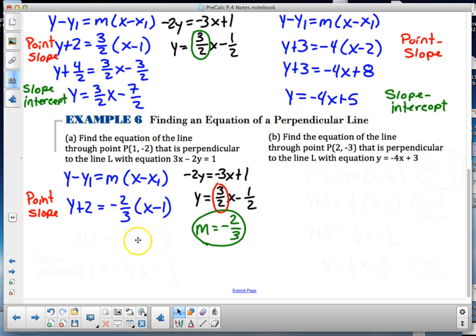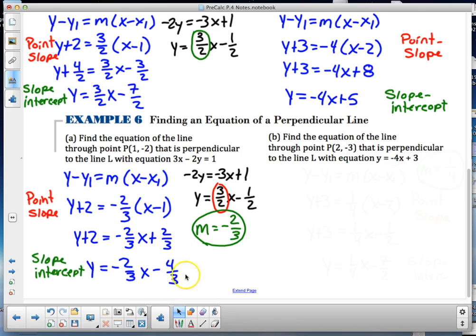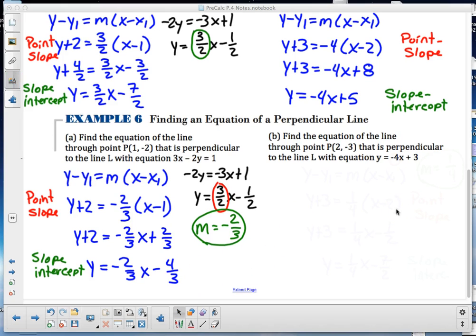Solving for y, distribute, and then subtract 2, I get my slope intercept form version of the equation. Again, I can put that in my calculator. Now it's your turn to try B using the same equation and method: find the equation through point (2, -3) perpendicular to y equals -4x plus 3. Go ahead, turn off the recorder and make your attempt.